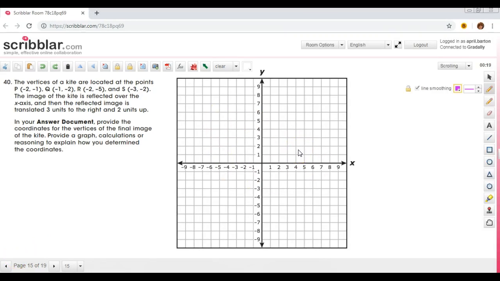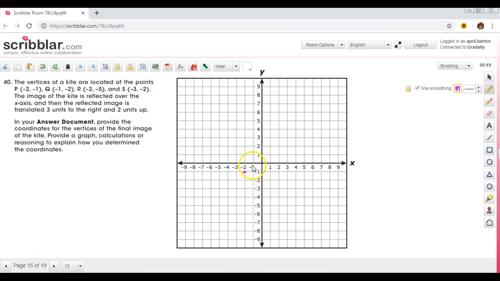We won't need it anymore on this problem. And I'm going to graph, first of all, the coordinates they gave us. P, -2, -1 means counting from the center, go left 2. -2 is an x value, and the x-axis only goes left or right, and left means negative, and then down 1. So our first coordinate is here, and that's P.